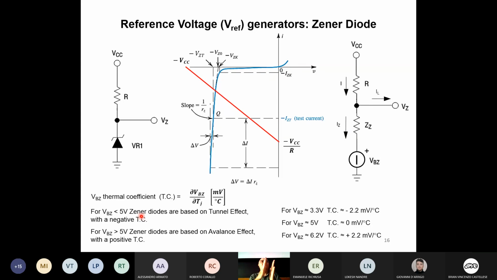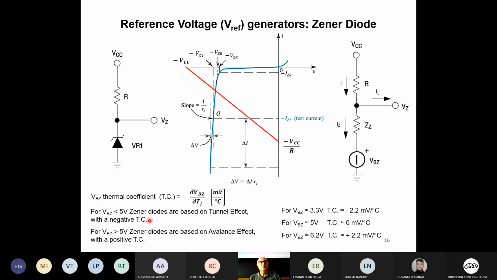The distance between the bands is so short that it is comparable to the wavelength associated to the wave of the electron, and so it can tunnel through the junction, okay? So it's not an avalanche, but it's tunneling.